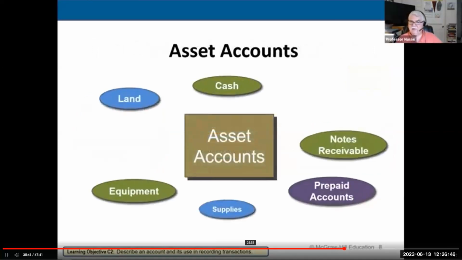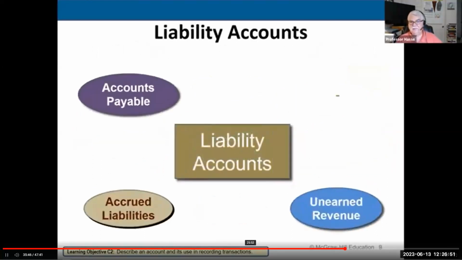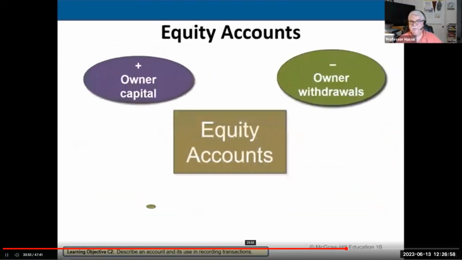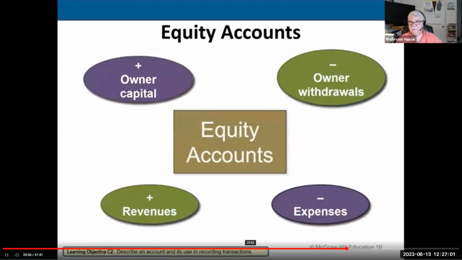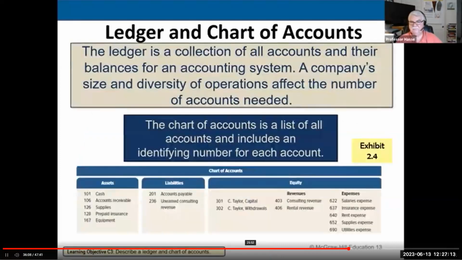There's examples of your assets, examples of liability accounts, things that you owe. Examples of equity accounts. You always have to make sure these are in balance after every transaction. So here's a company's chart of accounts. It lists all the accounts that they use in their business.